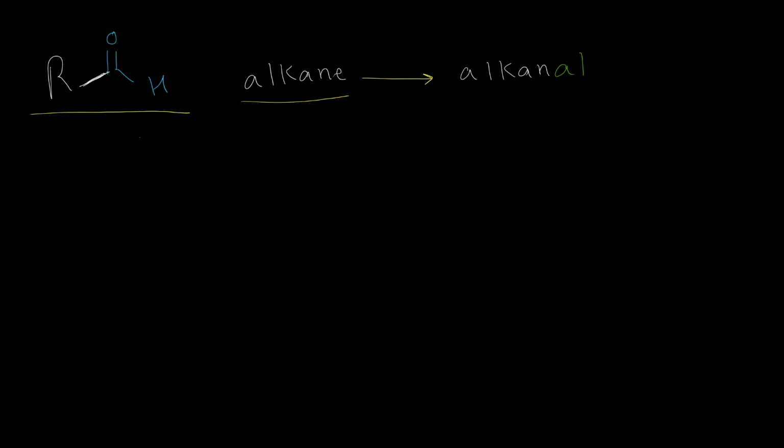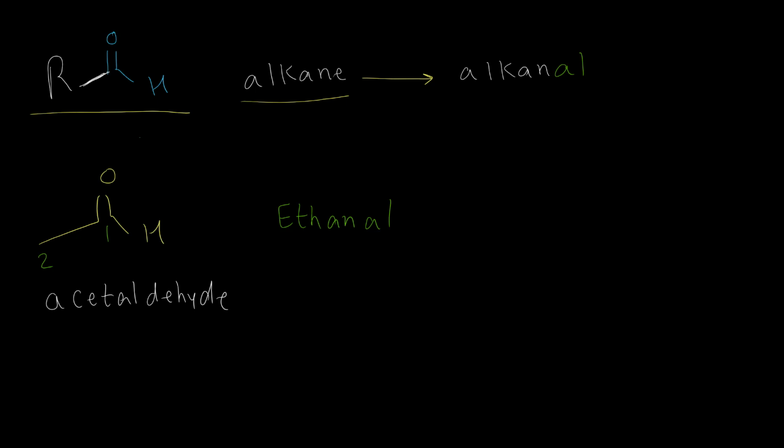Let's start with a simple aldehyde like this one. The common name for this aldehyde is acetaldehyde, but its IUPAC name is ethanal, because there are two carbons here, two carbons is associated with ethane, then we convert ethane to ethanal.